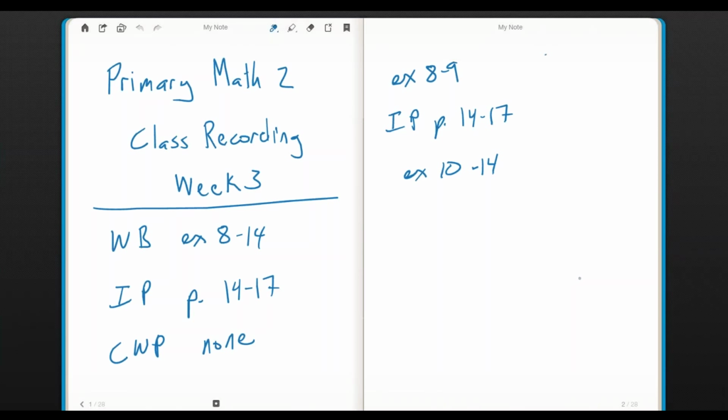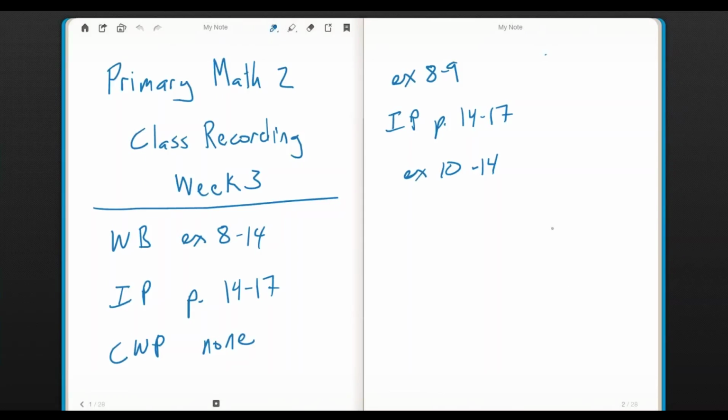This recording is for Primary Math 2. We're working in the class recording on week 2, and this week we are assigned to do the workbook exercises 8 through 14, intensive practice pages 14 to 17, and we have still not started in the challenging word problems book yet.